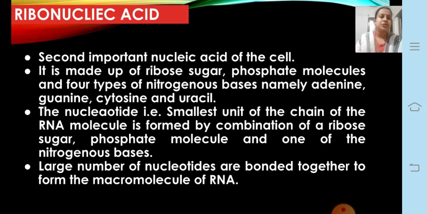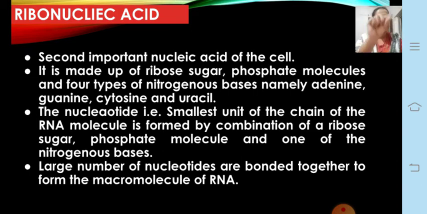It is also made up of ribose sugar, that is a pentose sugar, phosphate molecules, and 4 types of nitrogenous bases. Here also, sugar is there, phosphate molecule is there, and nitrogenous bases are also there. Now the only difference between deoxyribonucleic and ribonucleic acid is that in deoxyribonucleic acid the sugar is deoxyribose, whereas here it is ribose.